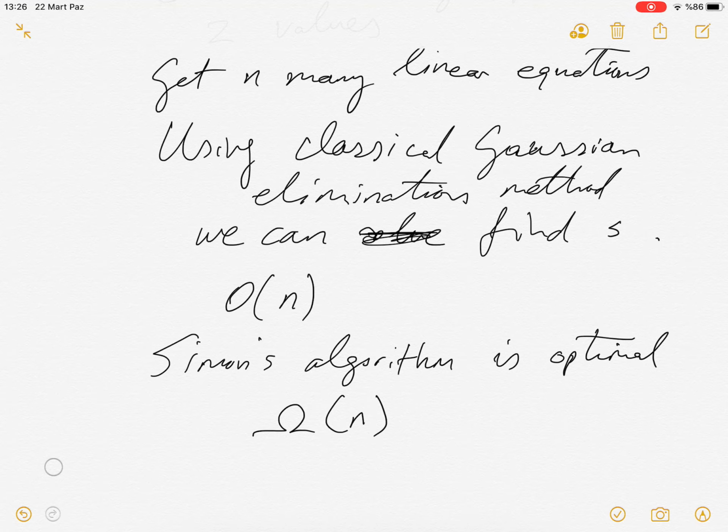Okay, so in the next video we will talk about a quantum search algorithm called Grover's algorithm. So I'll see you in the next video.